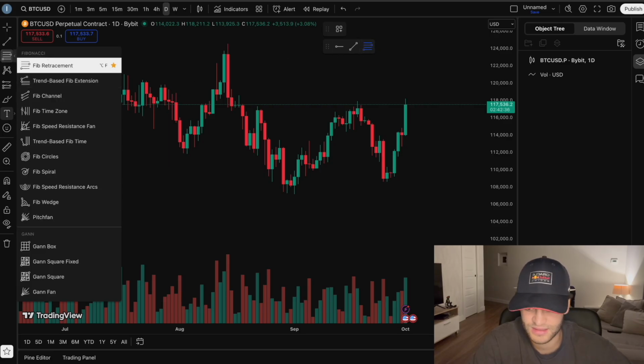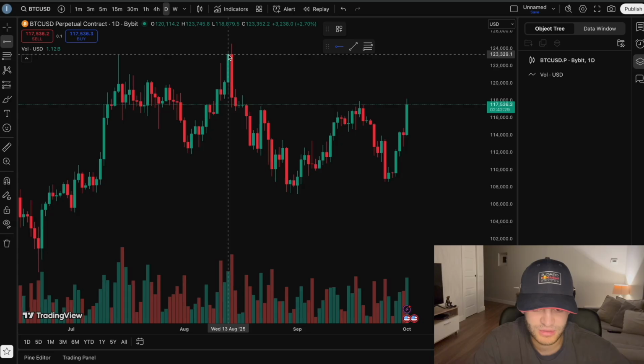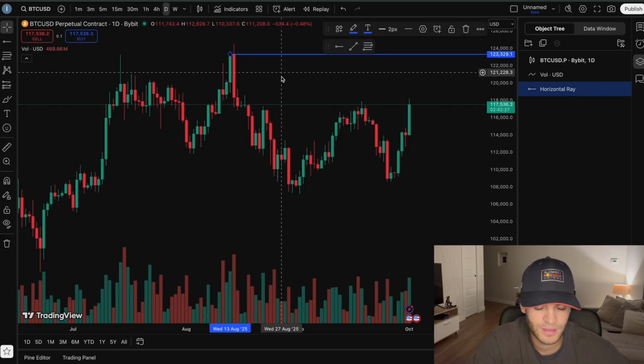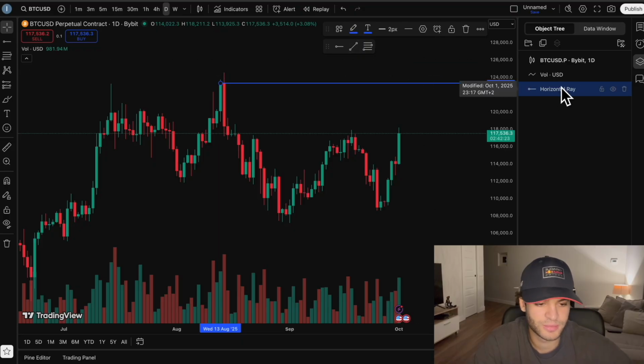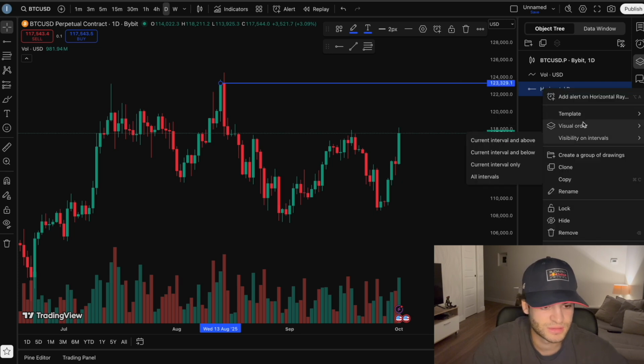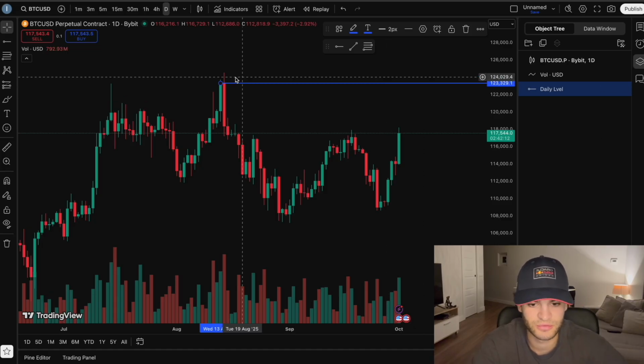So you can have quick access, right? When I teach you how to do horizontal levels, such as this daily level right here, you will see that when you place it with the horizontal array, it will appear here. Now, if you want to be really organized, what I suggest you do is change the name of this and call it daily level, okay? These are going to be higher time frame levels.